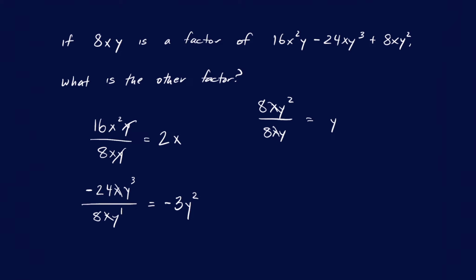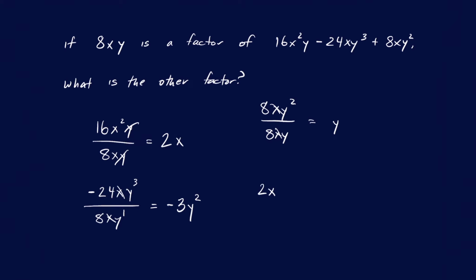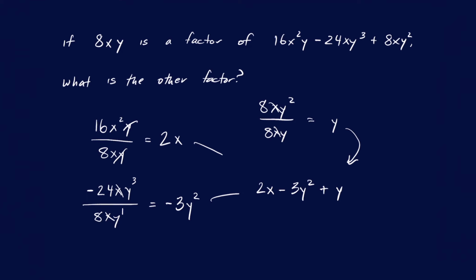So we have 2x minus 3y squared plus y. And that's just all of these terms grouped back together. So that's our final answer. Now let me reiterate, if we multiplied this expression by 8xy, we would end up with the original expression. So just hammer that into your brain.